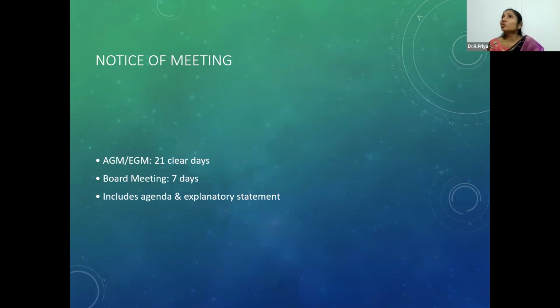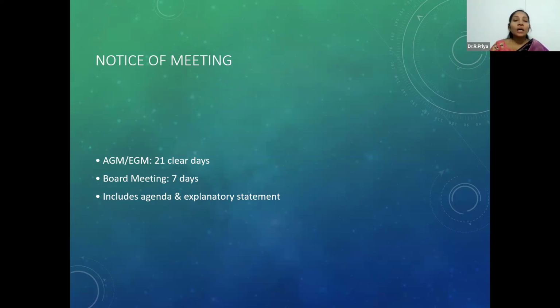The Companies Act 2013 mentions a minimum of 21 clear days. The clear days means the day of sending the notice and the day of the meeting are to be excluded from the calculation. So in between, definitely we need 21 days. That is the meaning of clear days.